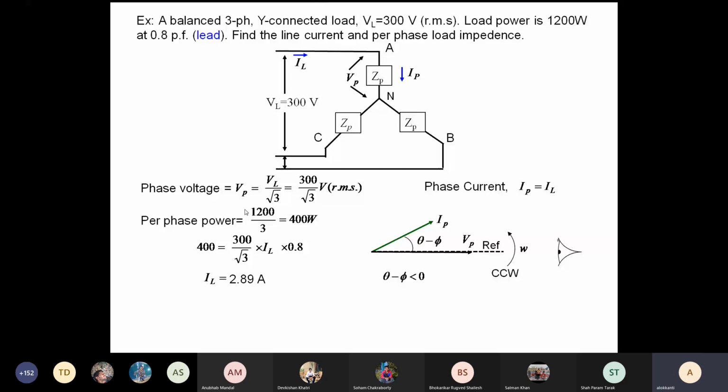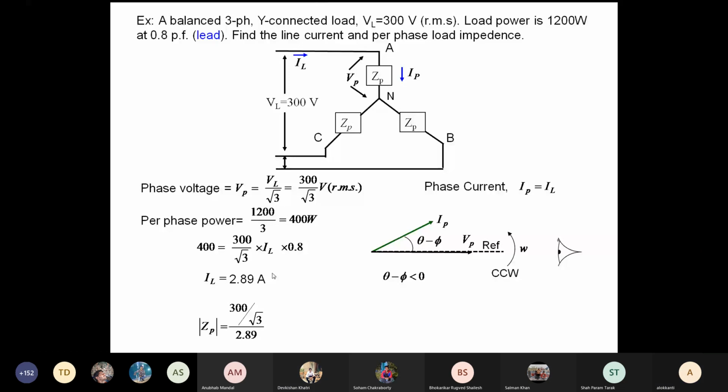From here, you know Vp, the per phase voltage, and you also know the phase wise current. One part of the question is answered: you were asked for the line current, and you have got it. Now you can find out the impedance. The absolute value of the impedance is equal to the voltage by current.